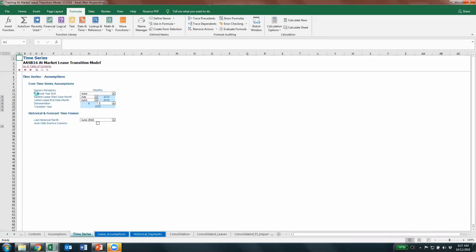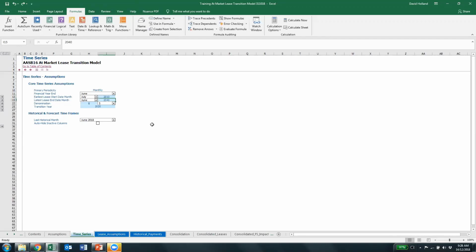The next 2 rows are the earliest lease start date month and the latest lease end date month. These have been preset in the model to 2010 and 2040. Provided your leases start after 2010 and end prior to 2040, there's no need for you to actually change row 13 or row 15. If you do decide to change these rows, then they must only cover a 30-year period. For instance, if you change 2010 to 2005, that would then restrict the end date to 2035.